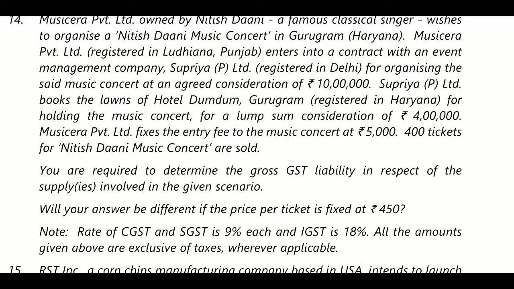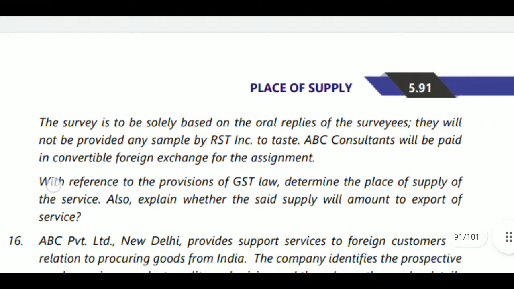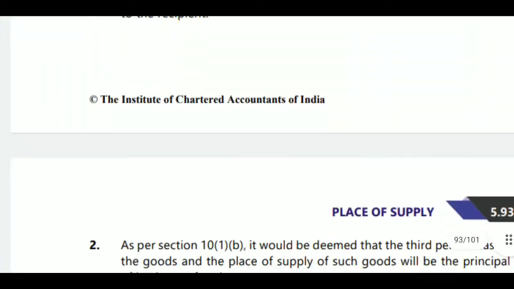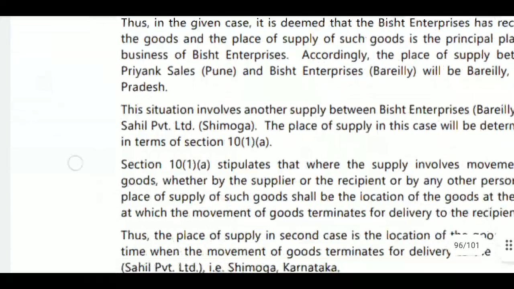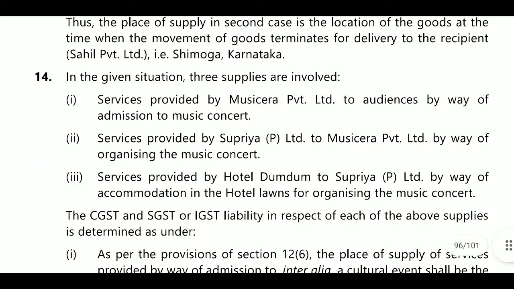And next, another contract he is entering into is with Hotel Damdam, I think Hotel Damdam Gurugram. This is where the occasion has a hotel living place, and the hotel is collecting 4 lakh rupees, taxable in the hands of the hotel. Okay, the answer to question number 14 is: in the given situation 3 supplies are involved.